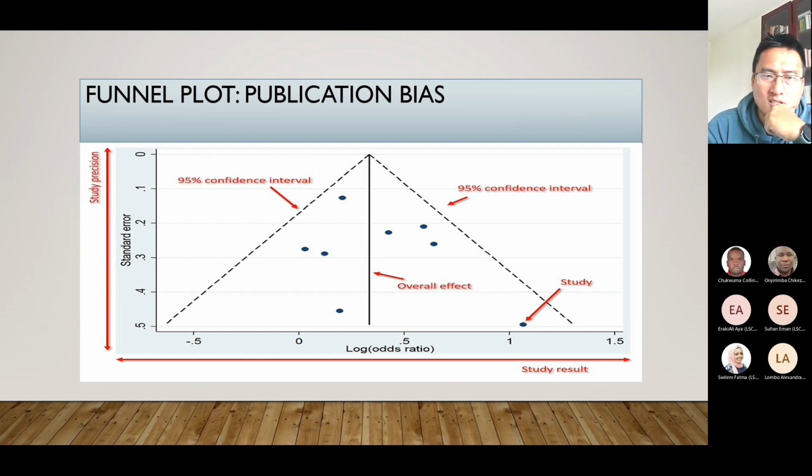Okay. So this is a funnel plot for publication bias. In an exam, they will ask you what type of graph it is. They will not give the name, and they will ask you to name it. Is this clear to everyone? Funnel plot. Okay, let's move to the next one.